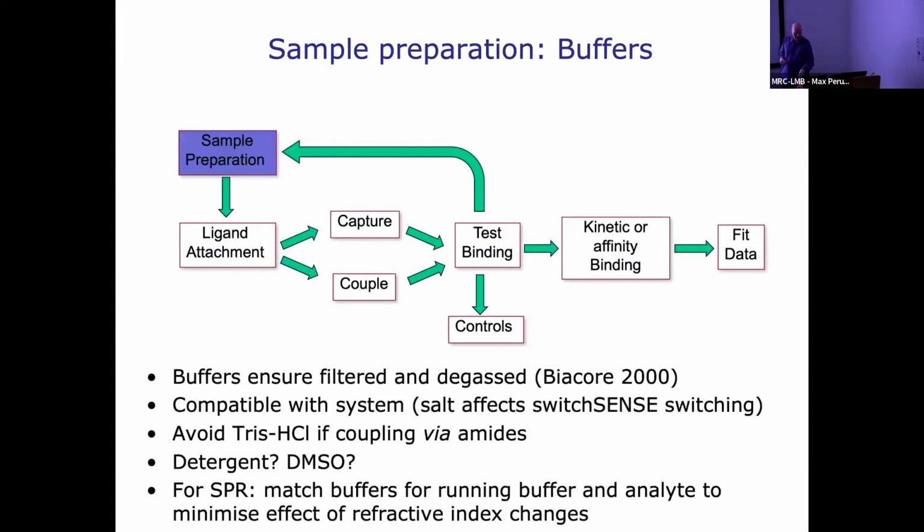This is kind of a typical workflow. Just make sure all your buffers and everything is nice, and what the concentrations are. You want to avoid having things in Tris buffers if you're going to couple with amides. Do you need detergent? Have you got DMSO in your system? And for SPR, it's really critical to match the running buffer that you've got with what the sample you're injecting into has actually got.